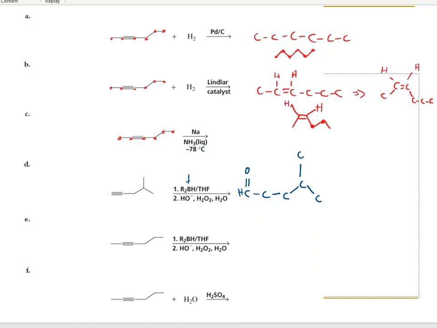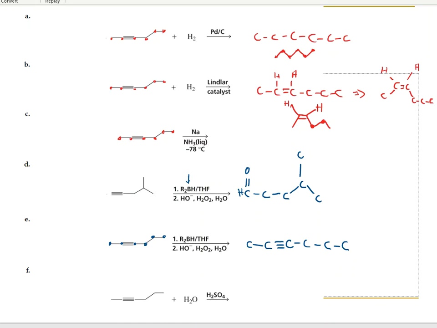Let's look at E. Let's do the same thing. Carbon. That goes to a carbon that's involved in a triple bond, and I have a carbon there. Then I have another carbon, and another carbon, and another carbon. Double check yourself. 1, 2, 3, 4, 5, 6.